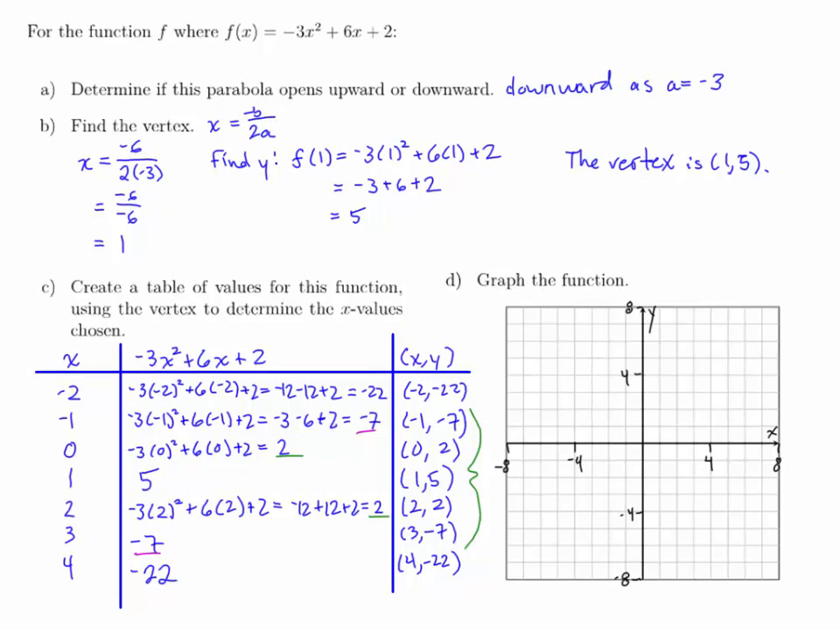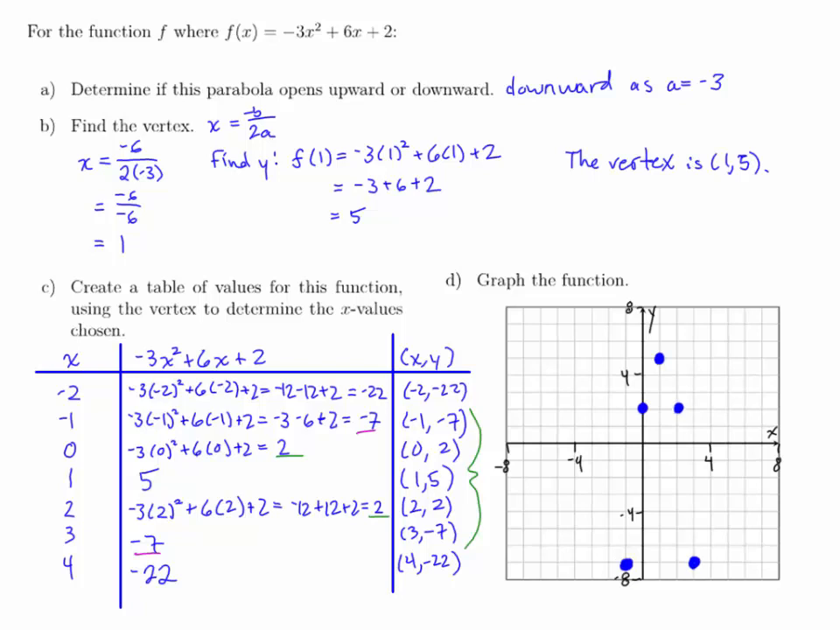Now I'm ready to plot these points. So I'll plot the point negative 1, negative 7. I'll go to where x is negative 1 and y is negative 7. I'll plot the point 0, 2. So I'll go to where x is 0 and y is 2. I have that point 0, 2. Then I want to plot the point 1, 5. So we'll go to where x is 1 and y is 5. Next I'll plot the point 2, 2. So I'll go to where both x and y are 2. And lastly, I'll plot the point 3, negative 7, so I'll go to where x is 3 and y is negative 7.